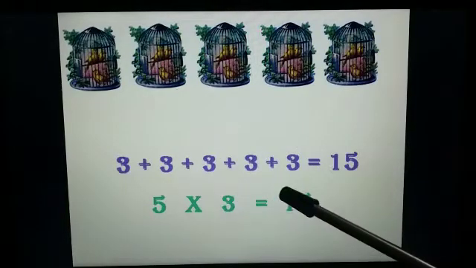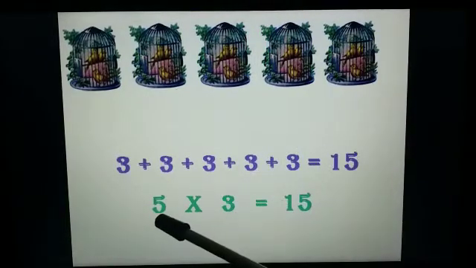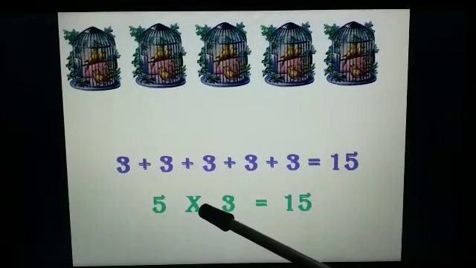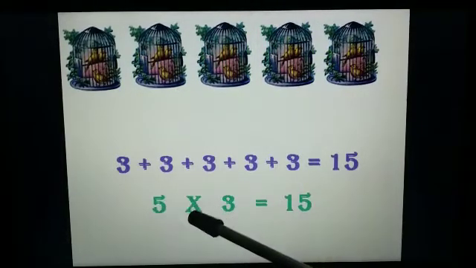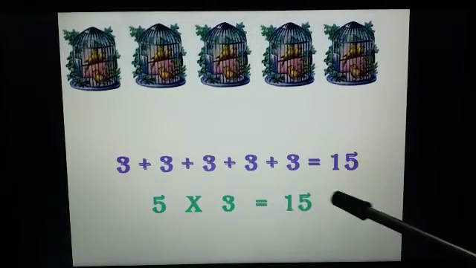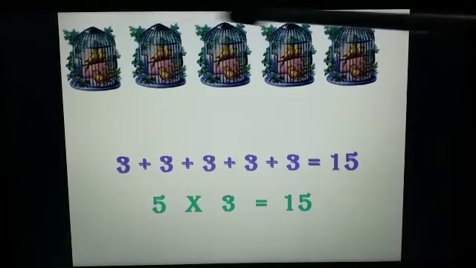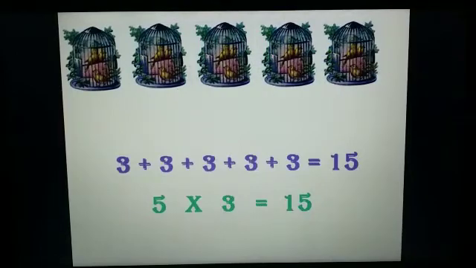Using the multiplication sign, we write it 5 times 3. We can say this as times. 5 times 3 is equal to 15. So, there are 15 birds in all.